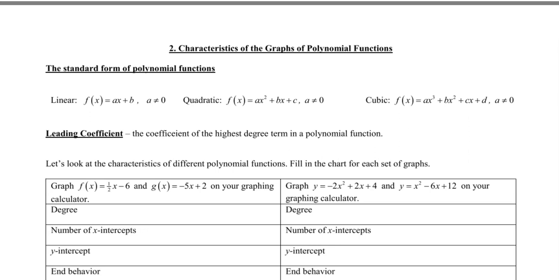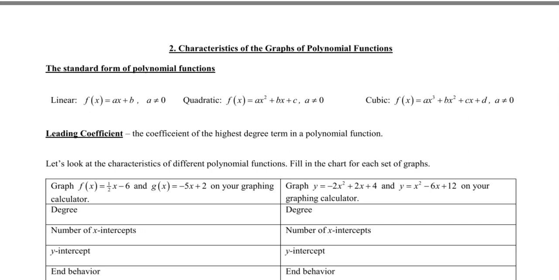So now we want to look at characteristics of the graph. Yesterday we looked at the graph and matched that up with what the equation would look like. Today we're going to look at the equation and say, just by looking at the equation, I can tell you what the characteristics are.